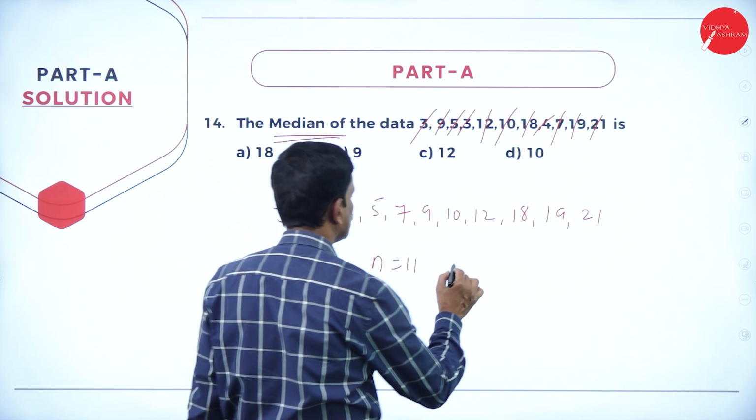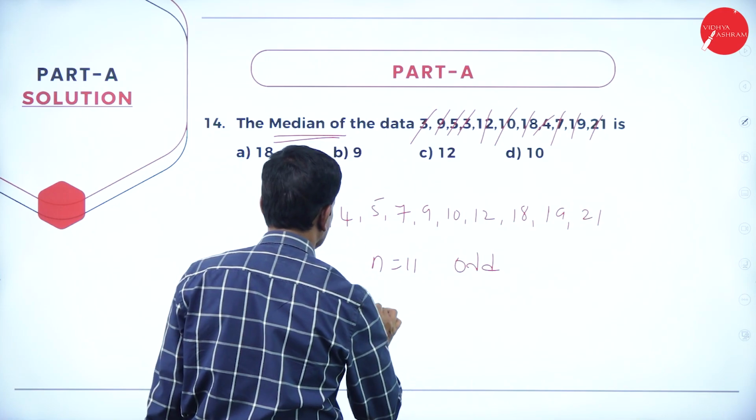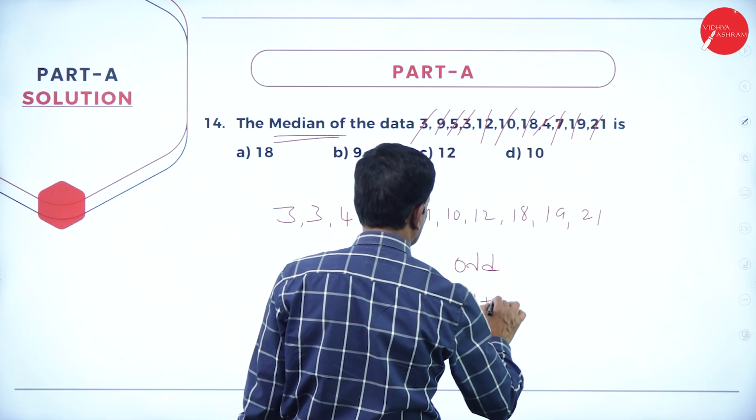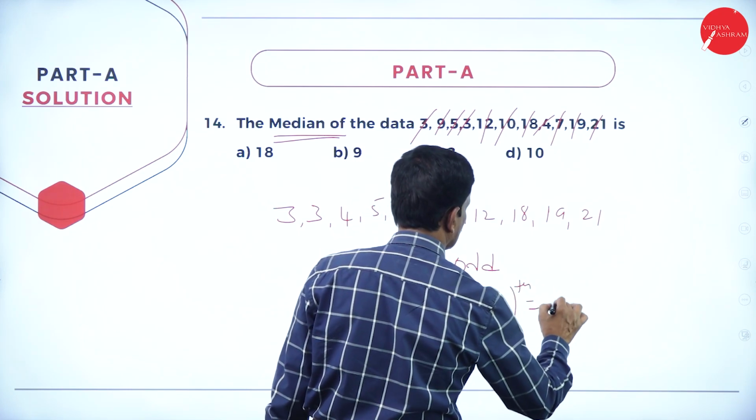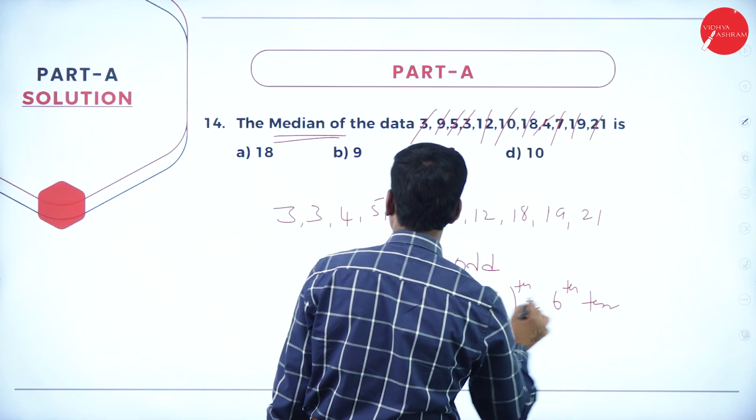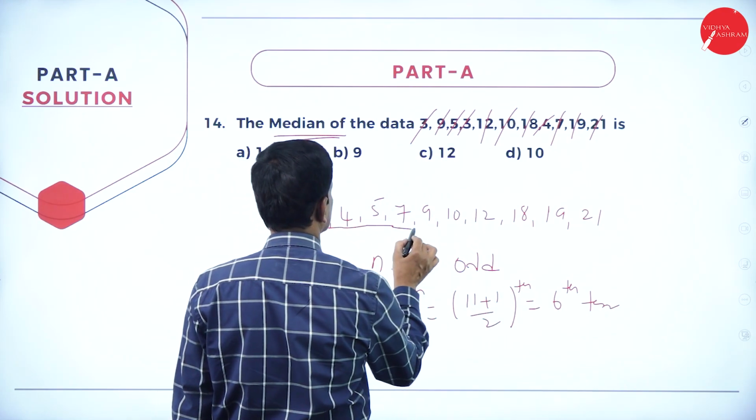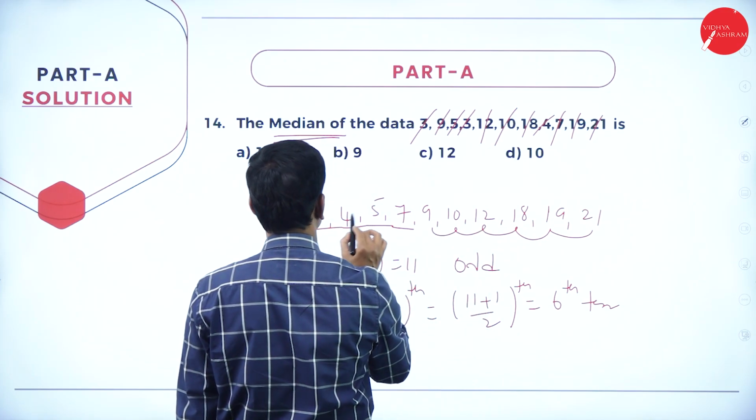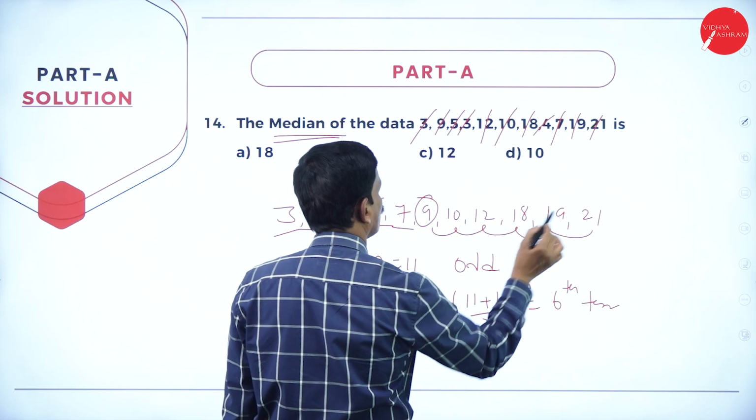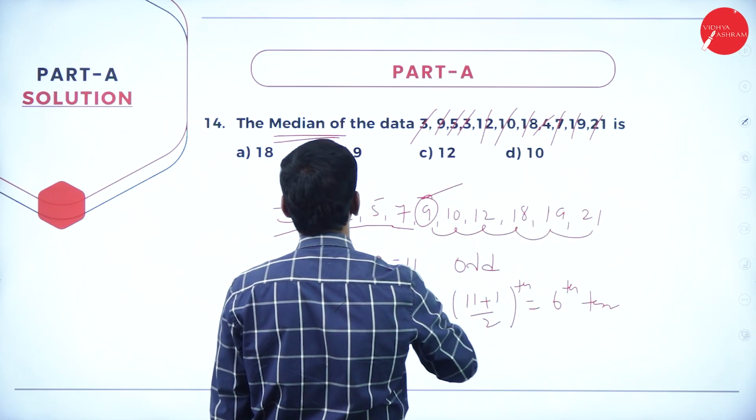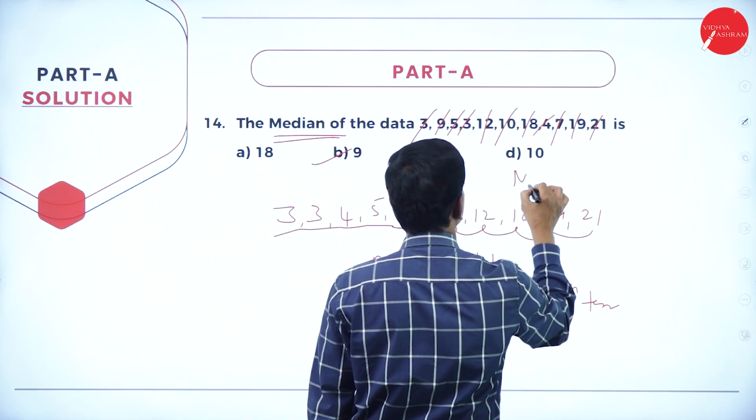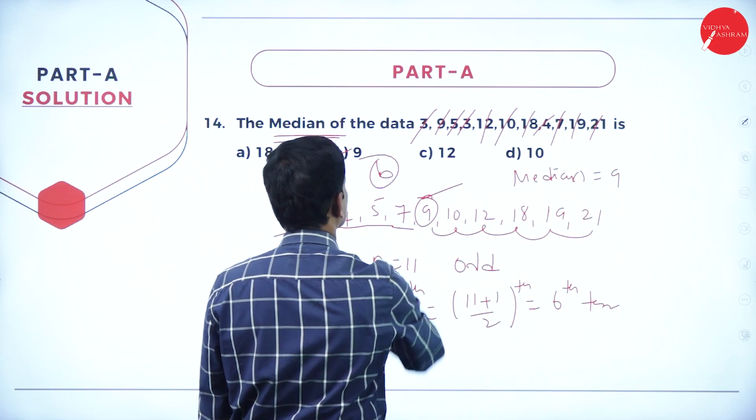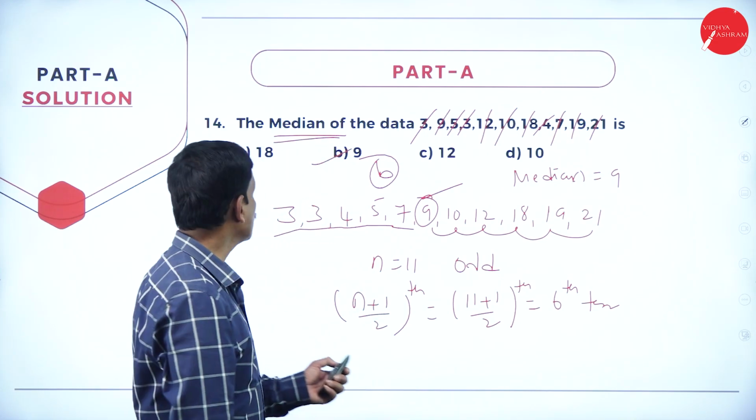Okay. So, here since n is odd, therefore the (n plus 1) by 2th term, that is 11 plus 1 by 2, is the 6th term. 6th term means 1, 2, 3, 4, 5, 6. So this is the middle term. Therefore, the median is equal to 9. The option is B. Median is 9. That's it. Now, move on to the next problem.